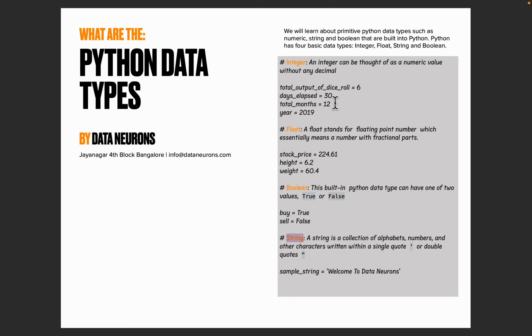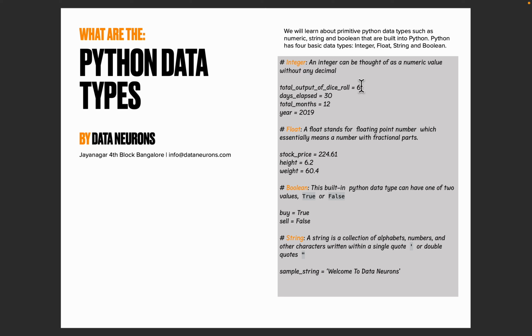Data types are basic building blocks that you are dealing with most of the time. So let's get started with integer. An integer can be thought of as a numeric value without any decimal. Integer is nothing but numbers.